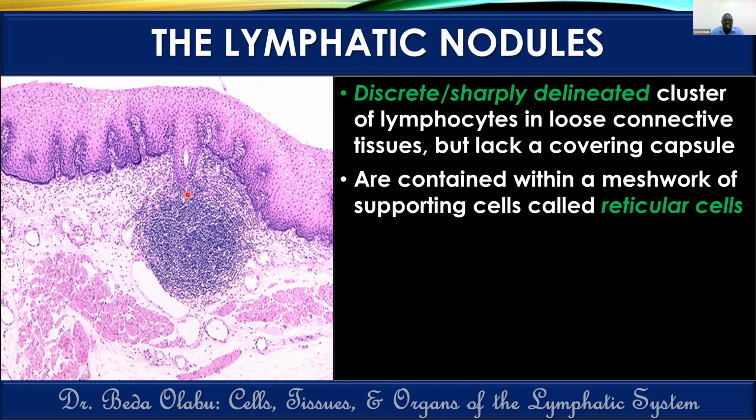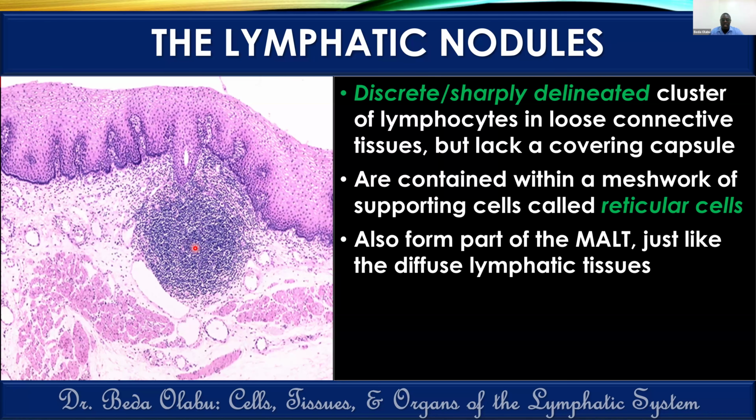Usually, they are contained within a meshwork of some supporting cells. There are some supporting cells found within this that we call the reticular cells, which hold the lymphocytes together. You might be wondering what makes them be together like that. We have a meshwork of reticular cells that hold them in that particular area. Lymphatic nodules also form part of the MALT as well. So when you talk about mucosa-associated lymphatic tissue, it could be the diffuse lymphatic tissues or the lymphatic nodules.